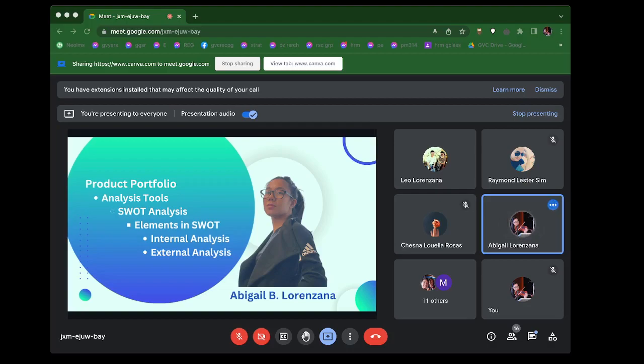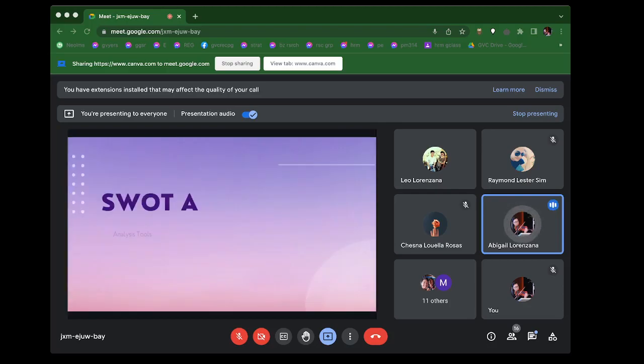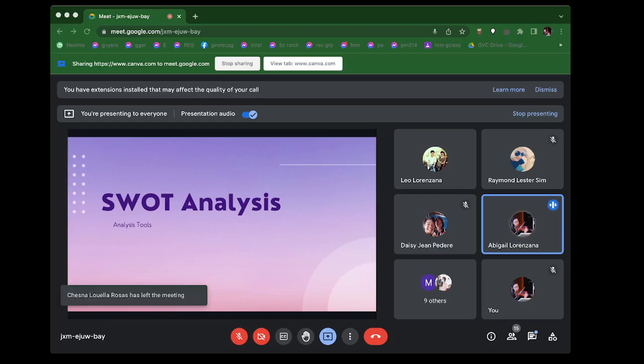After the BCG matrix, I will be talking about the SWOT analysis. This will take longer than usual because it's more comprehensive than just the summary. So SWOT analysis. As we know, SWOT analysis is an analysis tool usually used for business and market research. And maybe if you're in strategic management, you have done a SWOT analysis on yourself also. So, what is SWOT analysis?